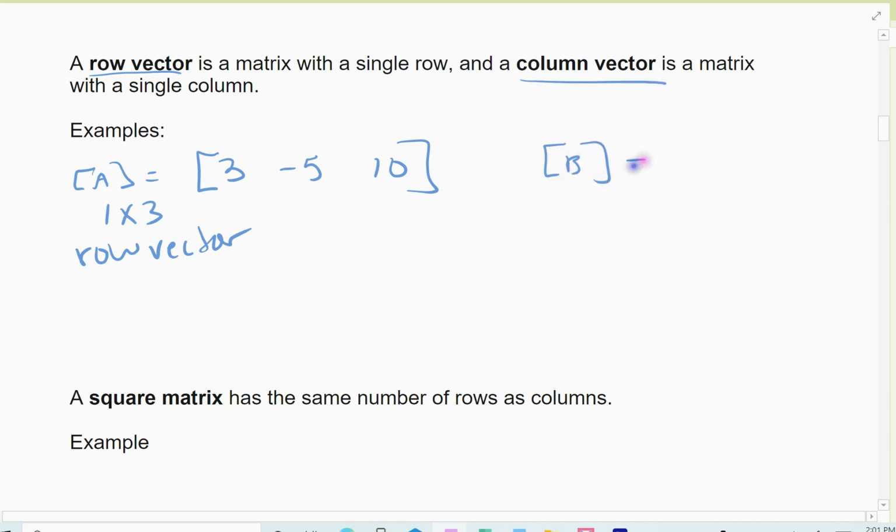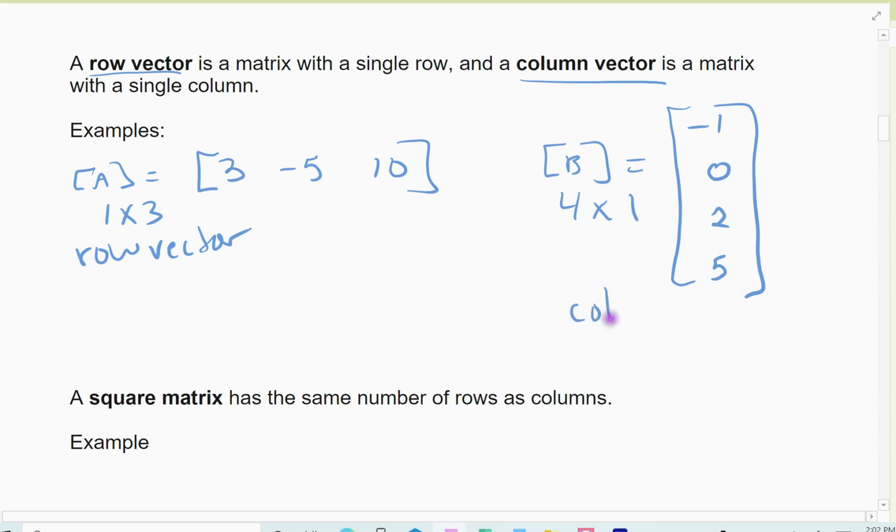So suppose B is my column vector. It's a single column with some numbers in it. All right, so this would be an example of a column vector. It is a 4 by 1. I've got 4 rows, 1 column, and so column vector. And we'll do more with the row vector and column vector in the next section. This is how we first introduced multiplication, row vector, but those are our special matrices.